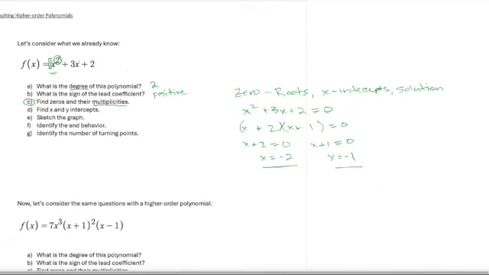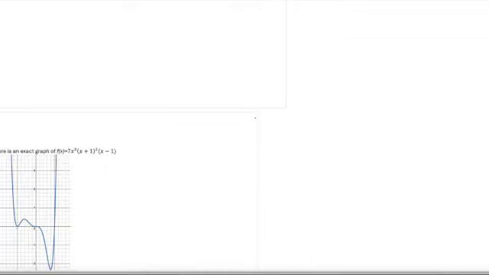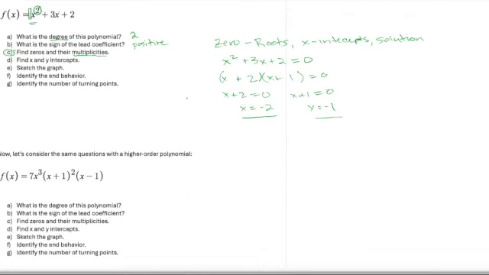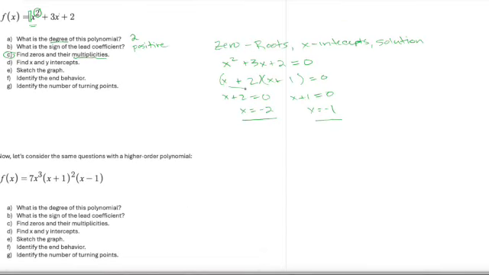So now this idea of multiplicities. Multiplicity just means how many times do those zeros occur. So because I just had one factor of x plus 2 and one factor of x plus 1, when I found my solutions, I had x equals -2 occurring once and x equals -1 occurring once. So the multiplicity of each of these zeros is 1.